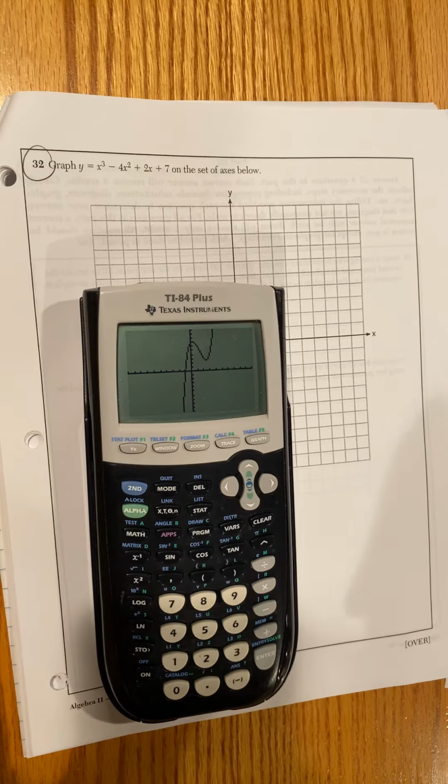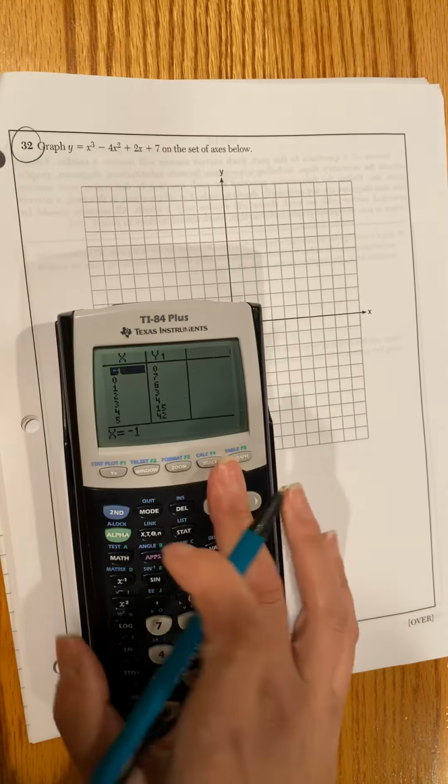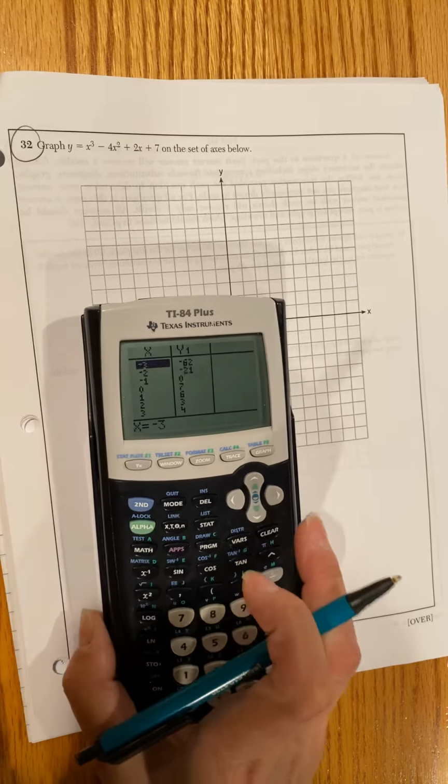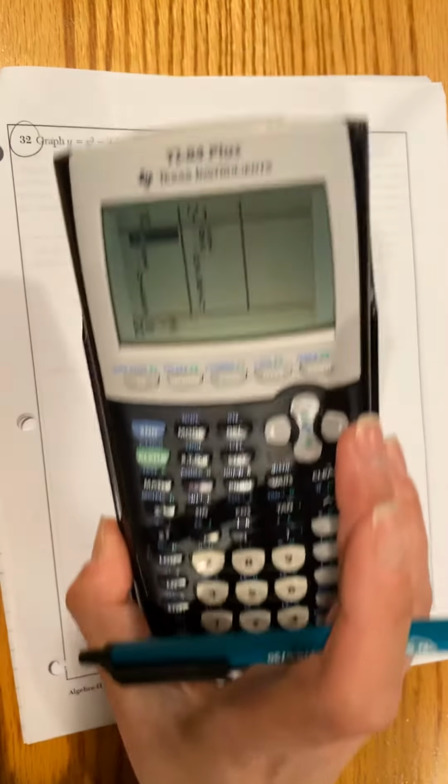Now it doesn't say anything about our x values or our domain, which means we're just going to go second table and we're just going to kind of pick some that we want to graph. So obviously -3, -62 is way big, even -2, -21. So I'm going to start at -1, 0.